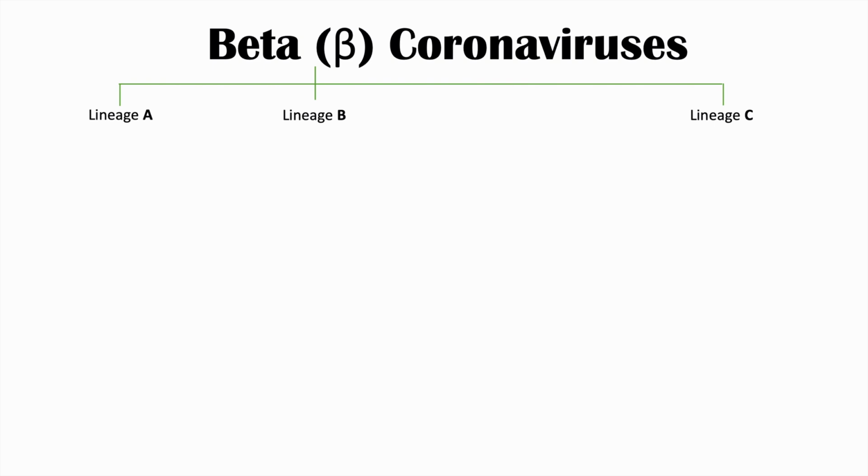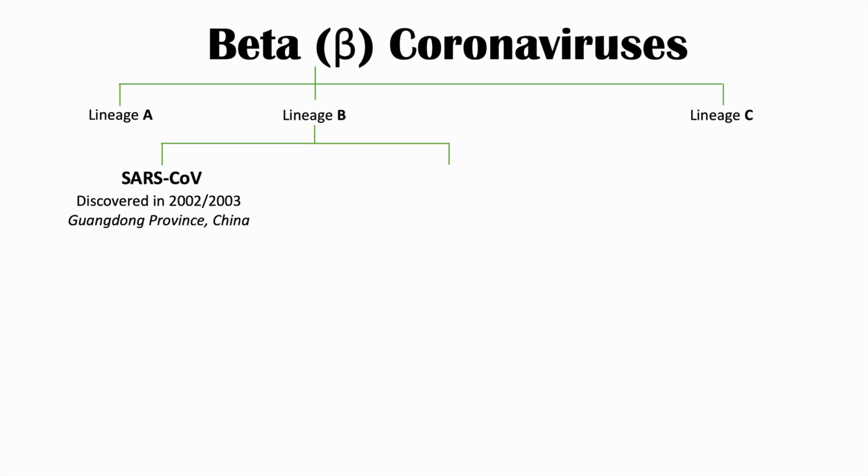There are actually two coronaviruses in lineage B of the beta coronaviruses that cause disease in humans. The first one is SARS-CoV, or SARS coronavirus. This coronavirus was officially discovered in 2003, but likely started in 2002. And it seems to have originated in the Guangdong province of China. With concerted efforts of the global community, this coronavirus was actually expelled from the human population in July of 2003. So it had an outbreak from February of 2003 to July of 2003.